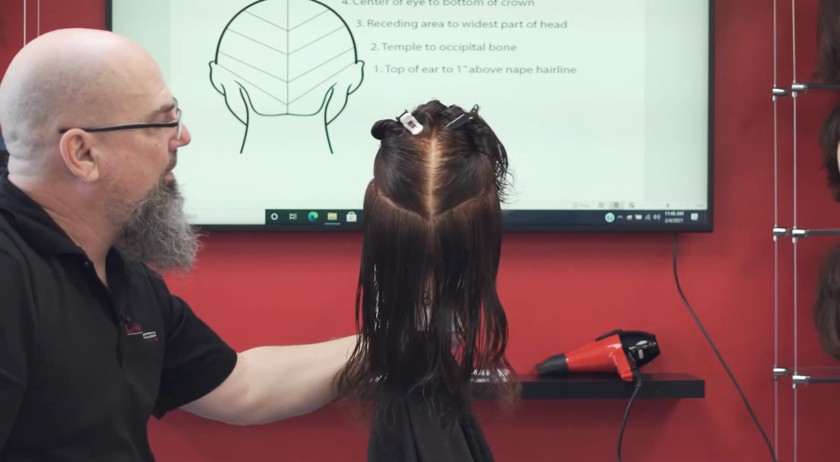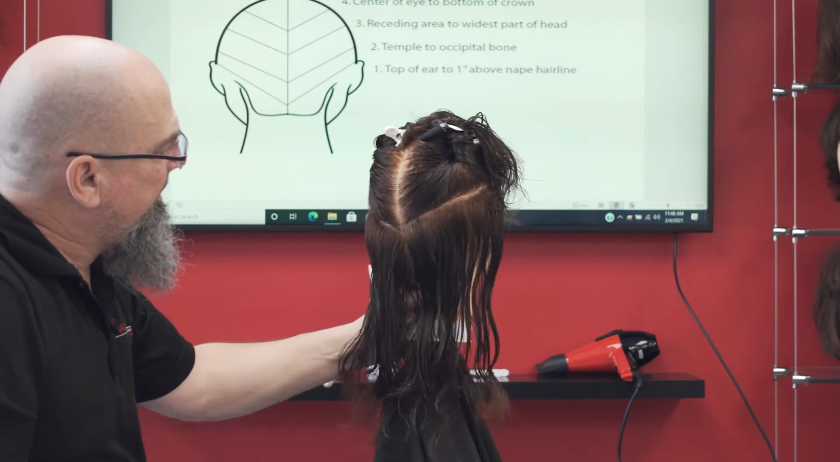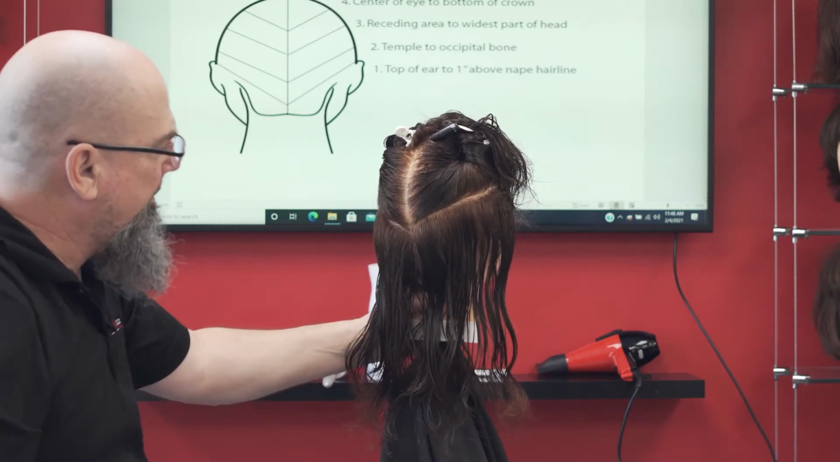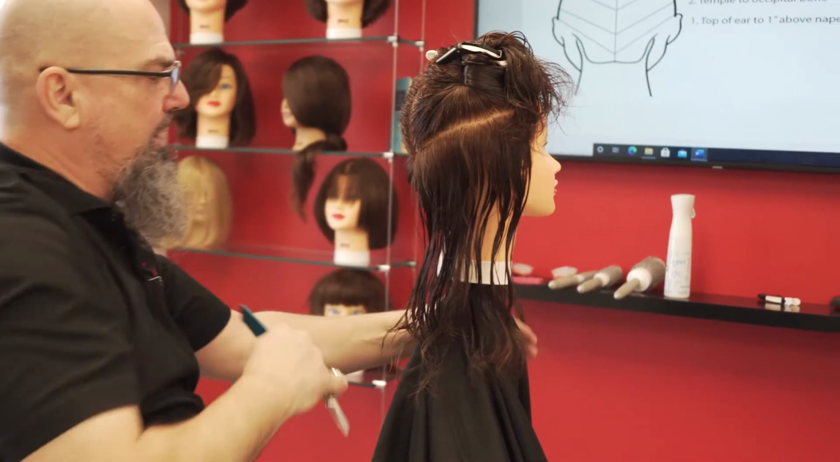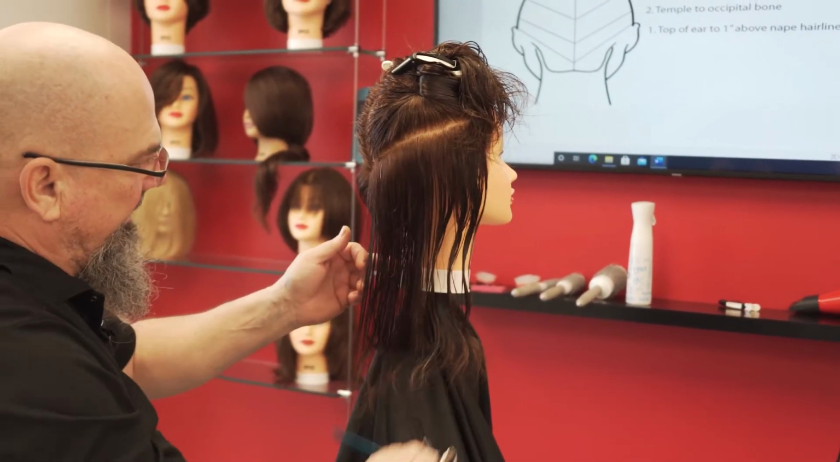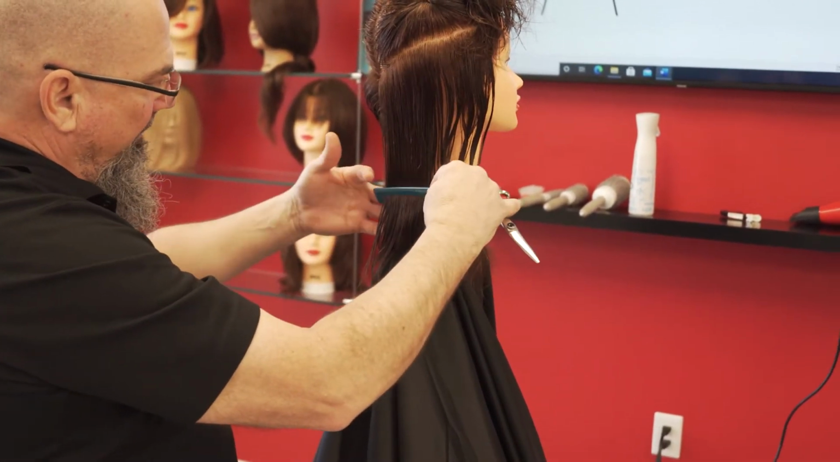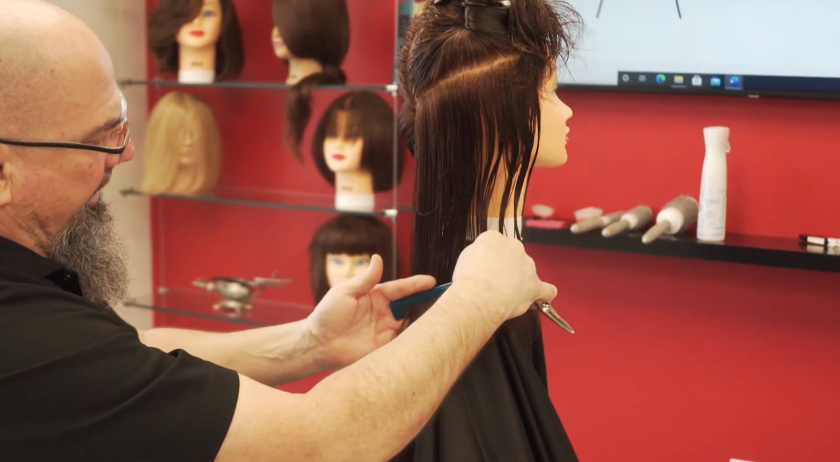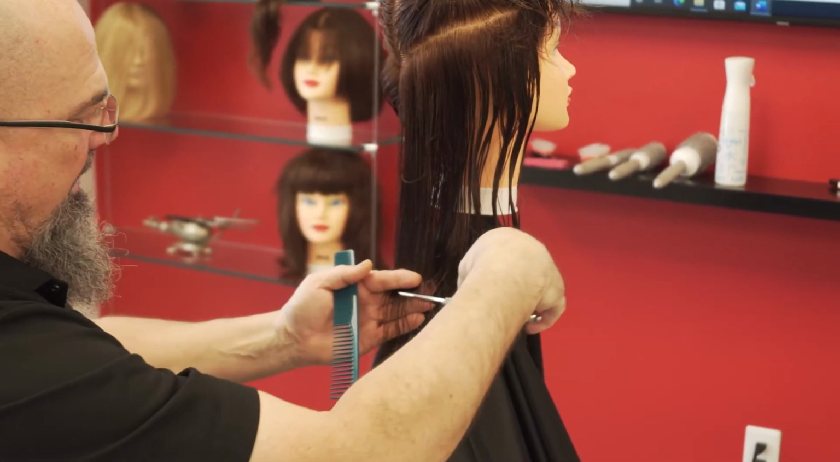So we're going to now bring this hair down, and you could see I have my subsections coming to the occipital bone to the temple. I'm going to follow procedure, and we're going to take this section of hair out of the way. We're going to let this fall naturally. We're going to bring our section down, following our comb, angling our fingers parallel to our parting, as you can see, and we're going to cut.